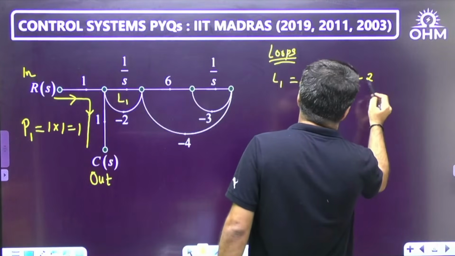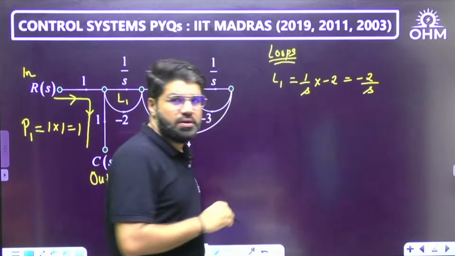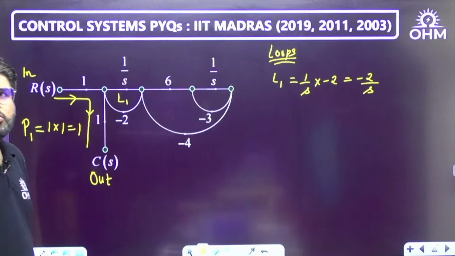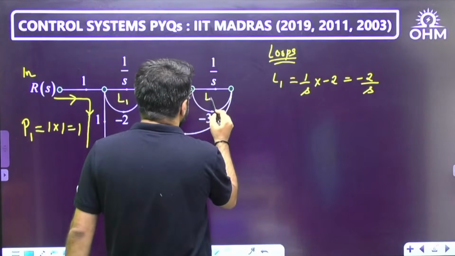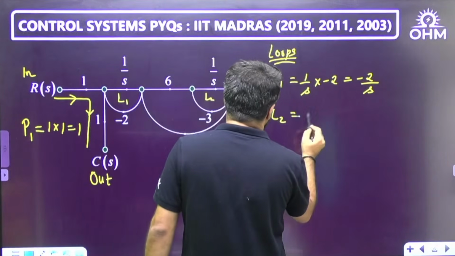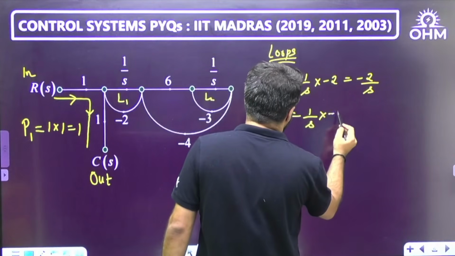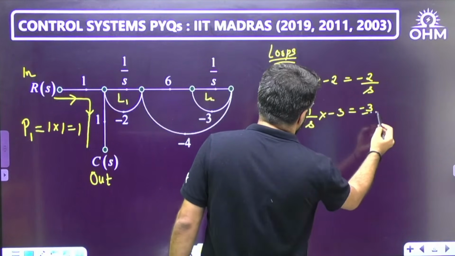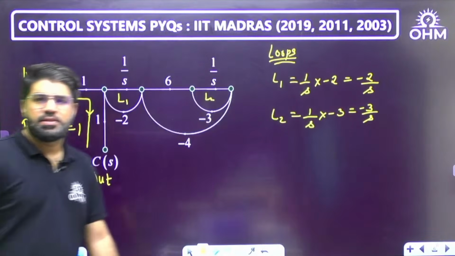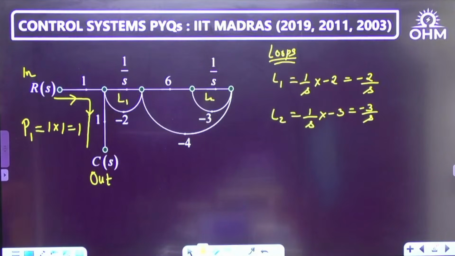Which becomes minus 2 by S. This is loop number 2, L2, which is 1 by S multiplied by minus 3. It becomes minus 3 by S.